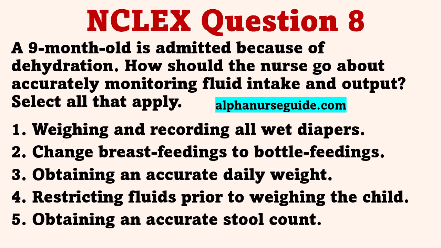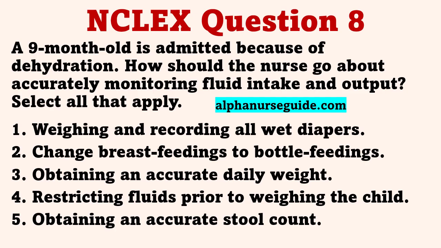The correct answers are 1, 3, and 5. Accurate intake and output recording includes noting all intake, including IV fluids, noting output, such as emesis and stool, weighing diapers, measuring weight daily, measuring urine-specific gravity, monitoring serum electrolytes, and monitoring for signs of dehydration.